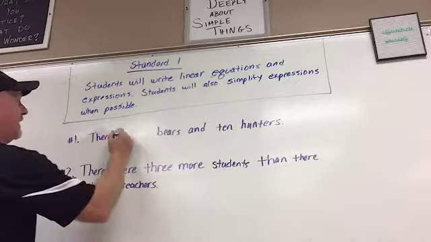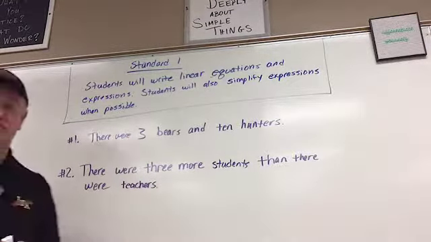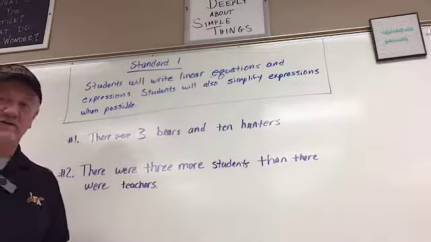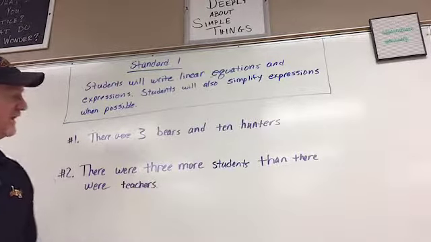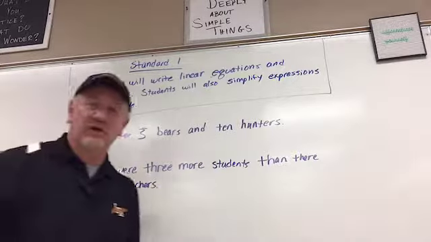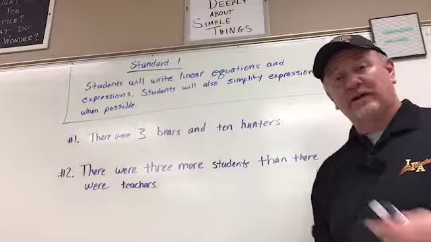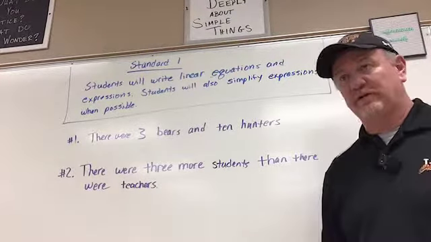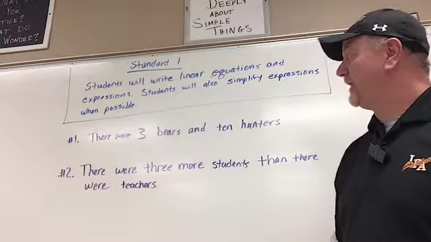Hold on. There were 3 bears and 10 hunters. Had to change my sentence a little bit. There were 3 bears and 10 hunters. Now it's just stating something about a situation. We start kind of keeping it fairly simple. We might make things more complicated as we go, but I want to make sure you understand the basics before we move on to the different types of situations. But there were 3 bears and 10 hunters.